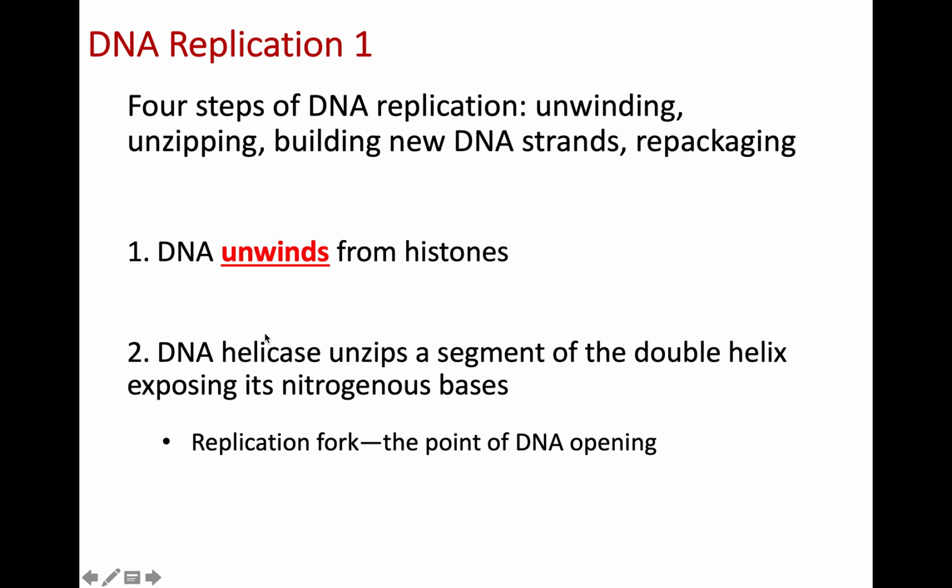Specifically, DNA helicase unzips the double helix of the DNA. It breaks apart those hydrogen bonds that holds the A and T and the C and G together. So as we unzip the DNA with DNA helicase, we're exposing the information in the genetic code to be read. The point that DNA helicase unzips the DNA is known as the replication fork.